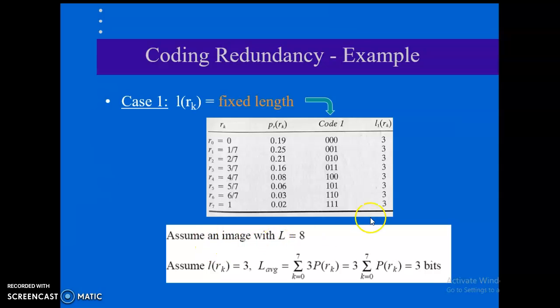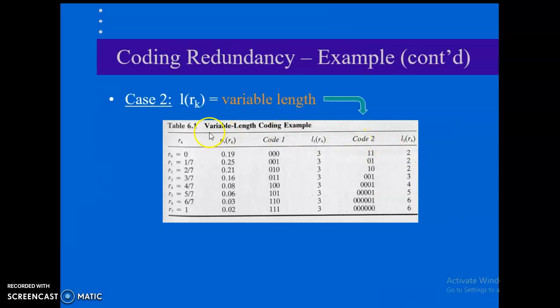Assume an image with L equal to 8, and l of r_k equal to 3. L average equals the summation over k equal to 0 to 7 of 3 p of r_k, which equals 3 times the summation over k equal to 0 to 7 of p of r_k, which equals 3 bits. The average image size is 3 N M.